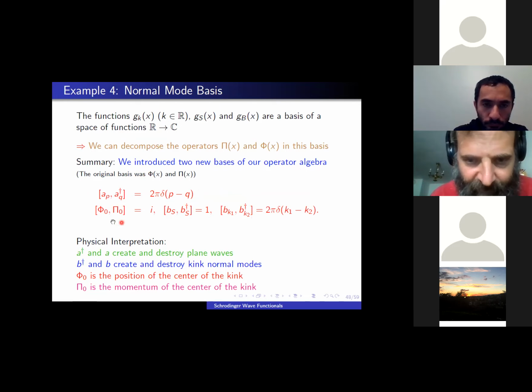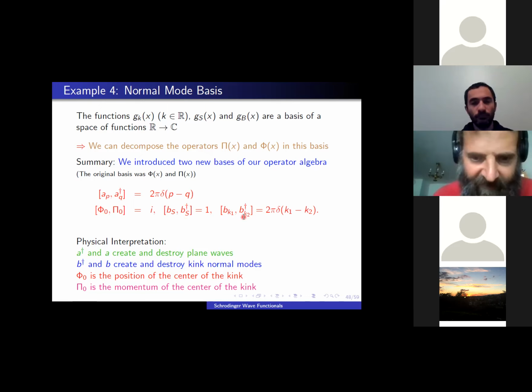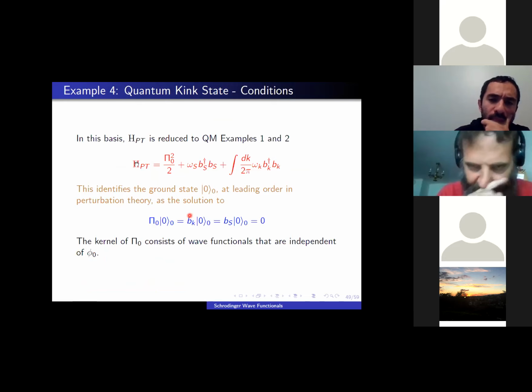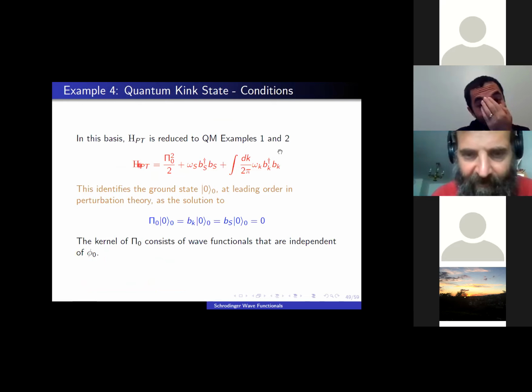And this new basis is all very physical. Phi naught and pi naught are just the quantum mechanical operators which control the position of the center of the kink. And these B and B dagger operators, on the other hand, just create and destroy excitations of the kink. So this is a new basis of our operator algebra. So any questions about this new basis? So why would I introduce a new basis? Well, the reason is that this Pöschl-Teller Hamiltonian, in terms of the new basis, is just reduced to the previous problem.